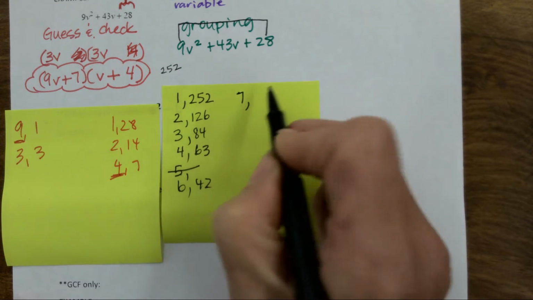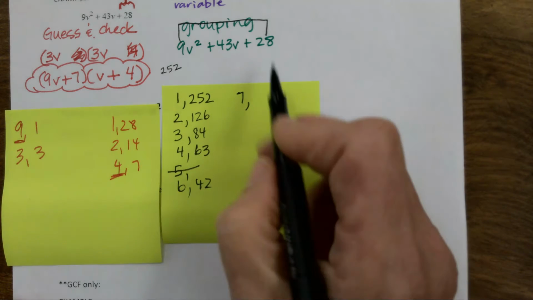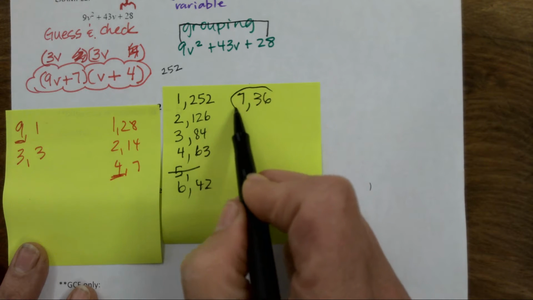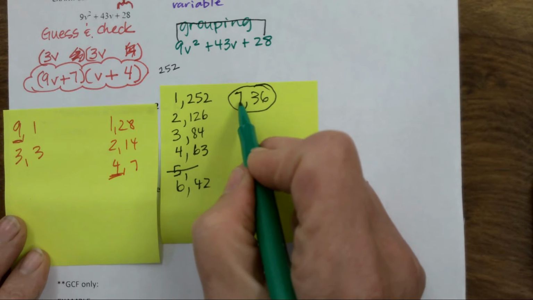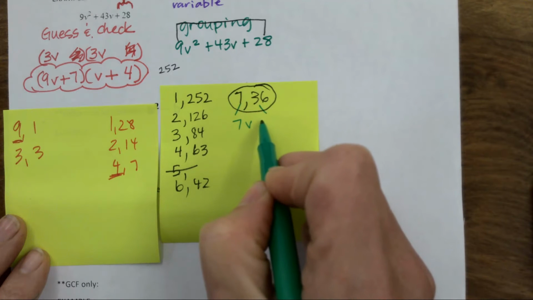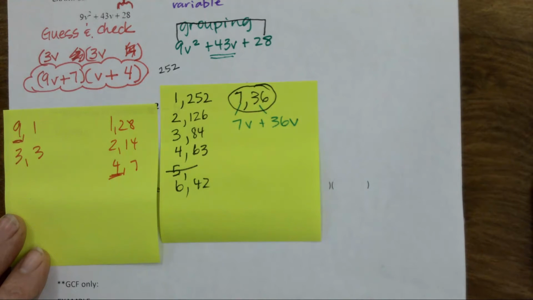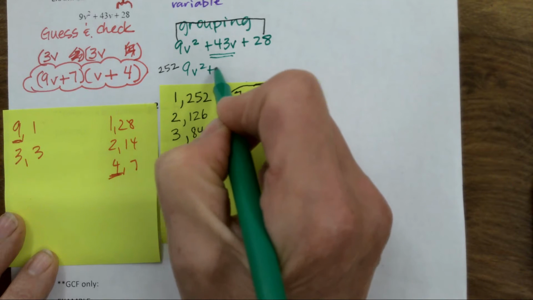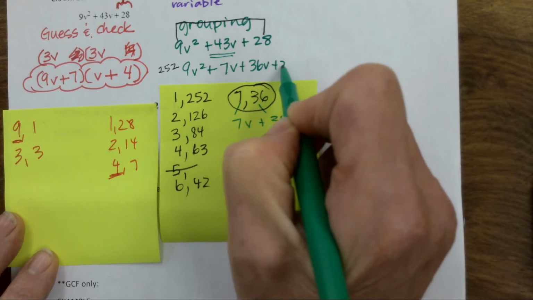So I'm going to move up here because I'm running out of room for you guys to see. I'll try 7. Does 7 go into 252? Yeah, how many times? 36 times. Is there anything I can do with 7 and 36? Yes. So that's the pair that I'm going to work with. So what I do is I rewrite the 7 and the 36 as 7v plus 36v, and I cram it in the middle in place of the 43v. So this becomes 9v squared plus 7v plus 36v plus 28.